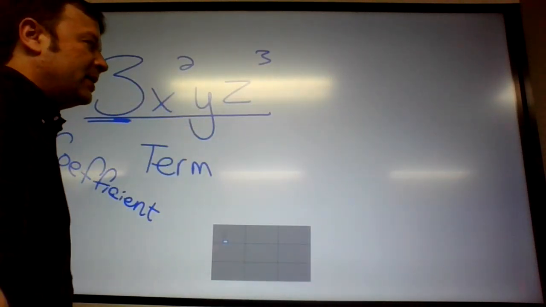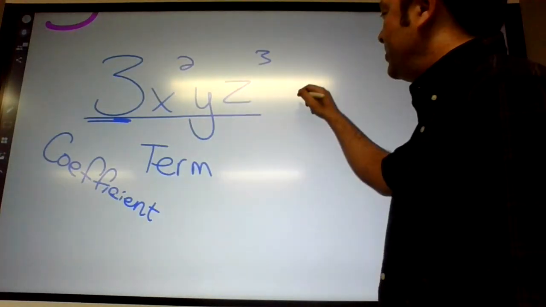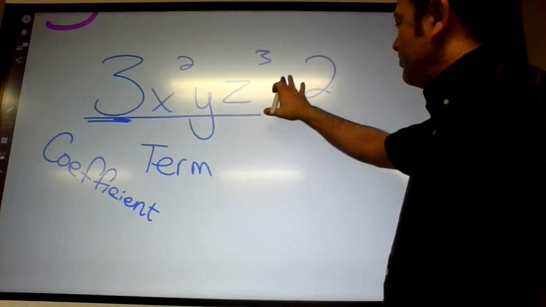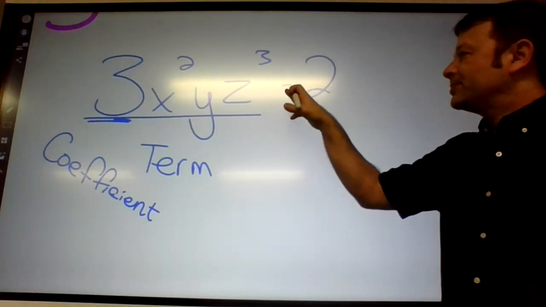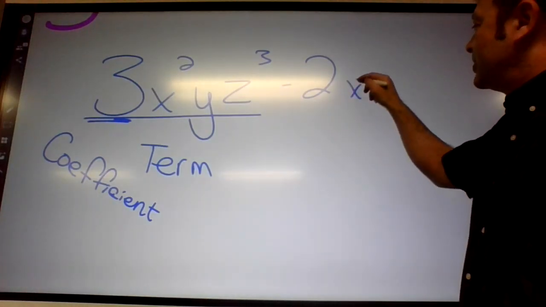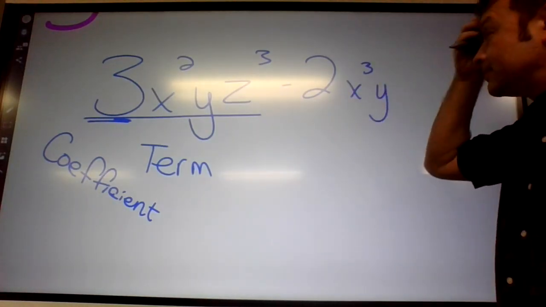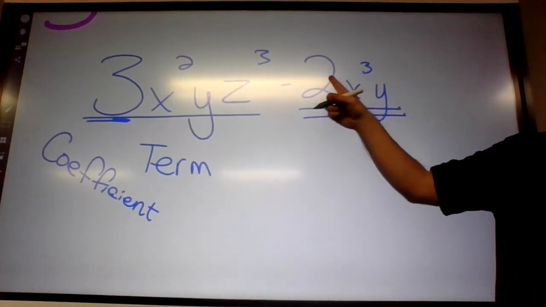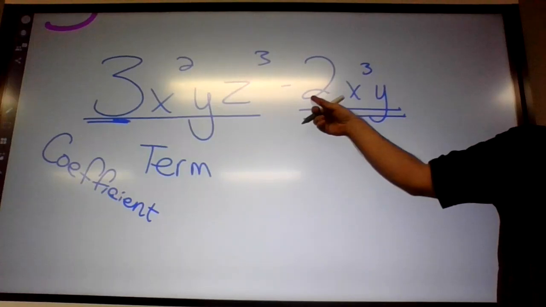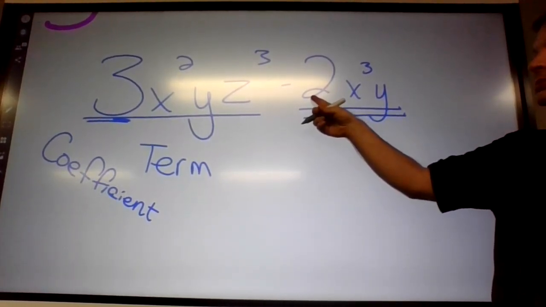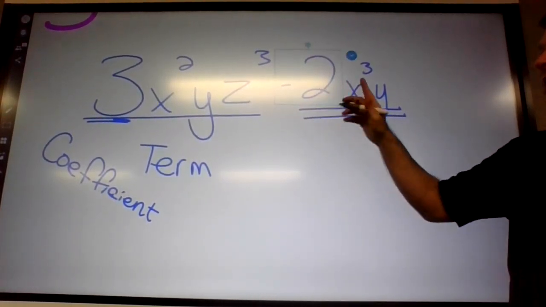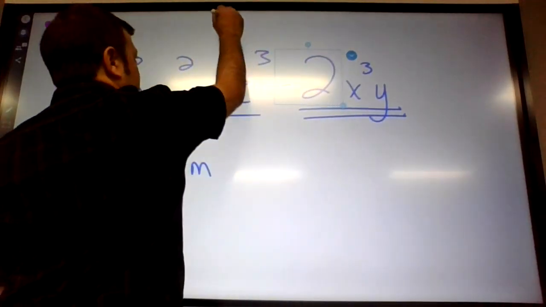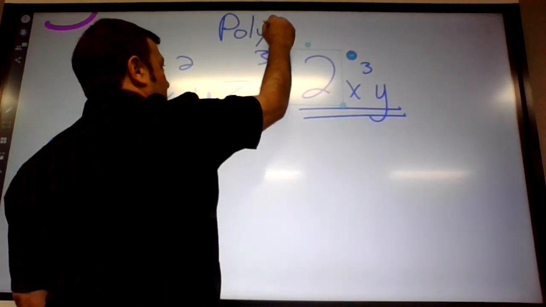Okay, another term could be created if I put like a -2 or +3. Pluses and minuses separate the terms. So maybe I'll make another term here like x cubed y or something. Okay, so now I have 2 terms. And you could think of the coefficient for this term as like a -2. When you have a bunch of terms added together like this, they're called polynomials.